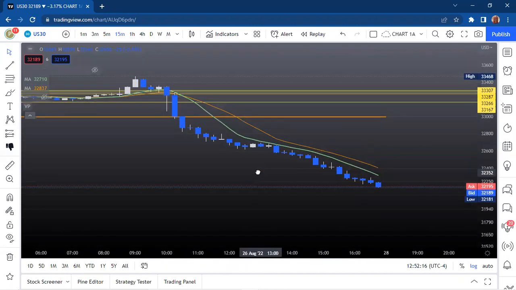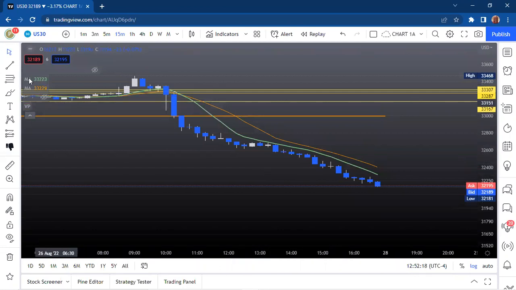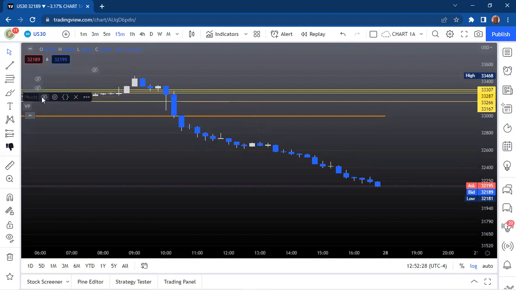If you like to put support and resistance levels on your chart, by all means, go ahead and do that, because you want to buy at support and sell at resistance. So we're going to go with this here.